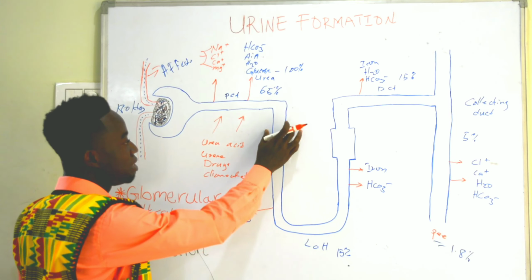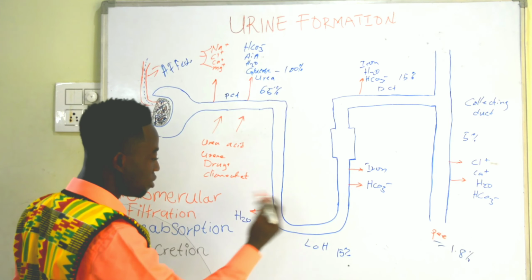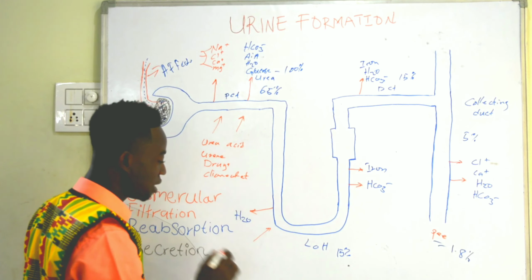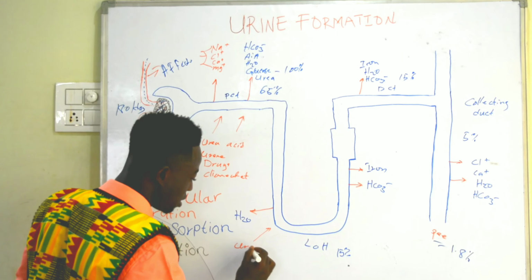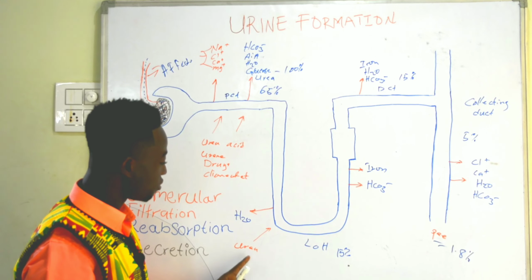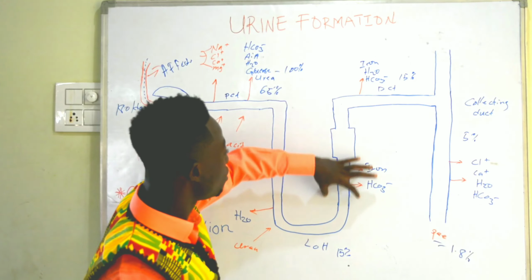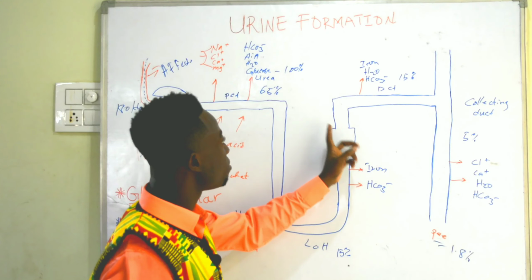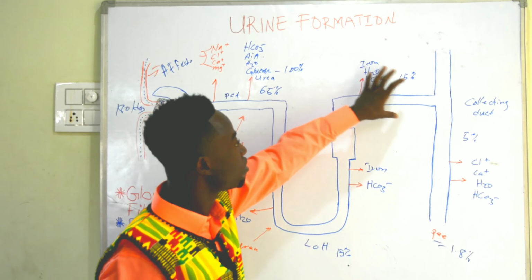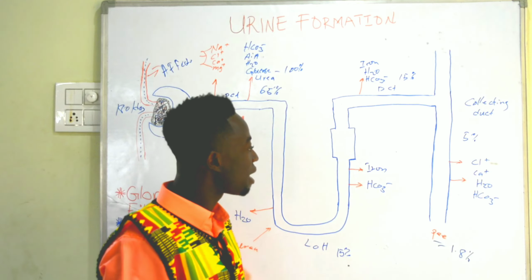So within the thin descending loop of Henle, what is going to be thrown back is only one thing, that is urea. Urea is the only thing that is going to be thrown back here. So within the thick ascending loop of Henle, nothing is going to be thrown back. Within the distal convoluted tubule, nothing is going to be thrown back.